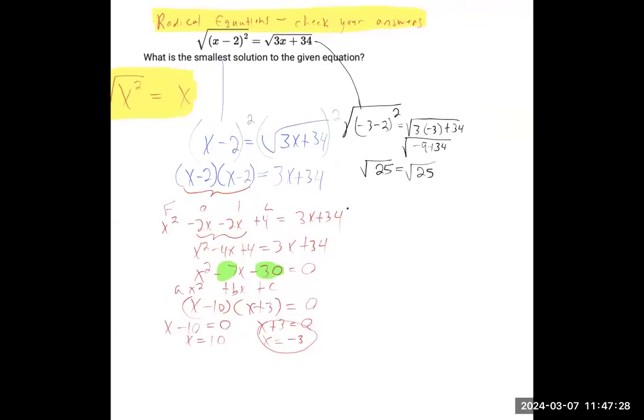So you have square root of 25 equals square root of 25. And that is true. So it actually does work. And the answer here is, in fact, negative 3.